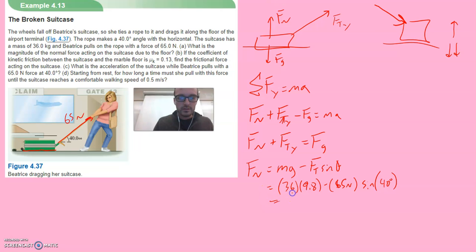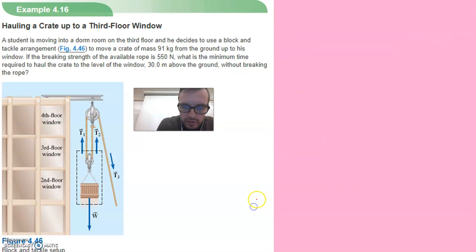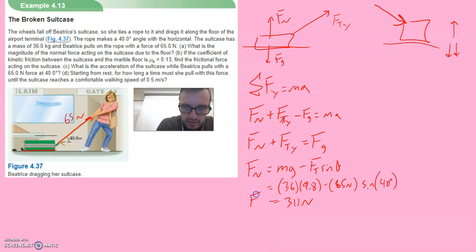And we do that here. So let's do a little Simpkins magic and make the numbers appear. 311 newtons, if we plug that in. That is the answer for what is the normal force applied from the floor.